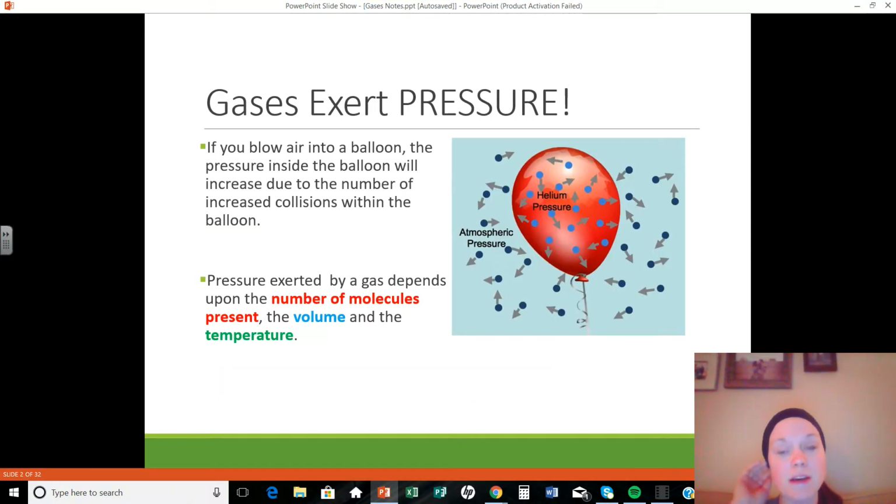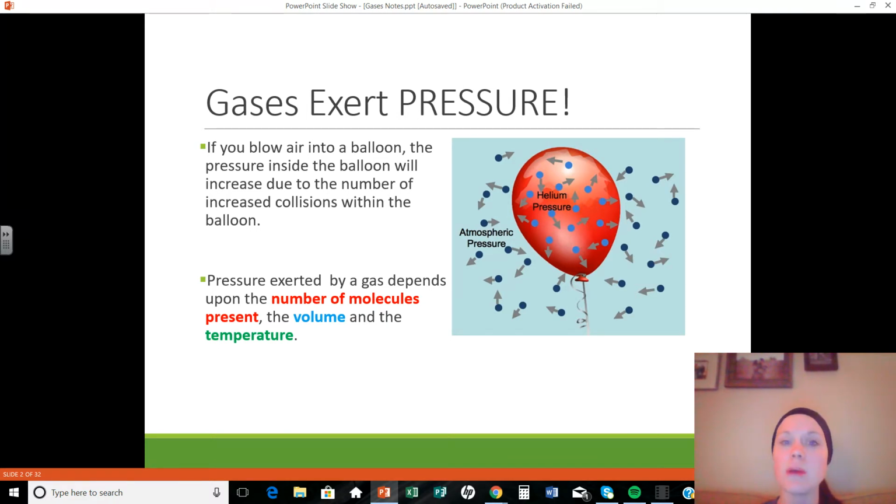Okay, so gases. In your POGL, you guys would have learned that gases exert pressure. The reason why they exert pressure is because gas particles are in constant motion and they are colliding with each other as well as the walls of their container. The more collisions with the wall of the container, the higher the pressure.